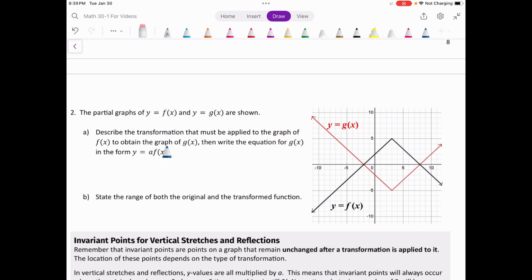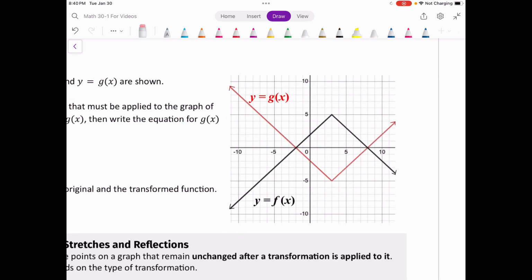We just have to write basically what we would need to do to whatever f of x's equation is to get it. We don't even need to know f of x's equation. We're just going to write it in terms of f of x. Okay, well, what's happened here? Can we do some investigating and see?